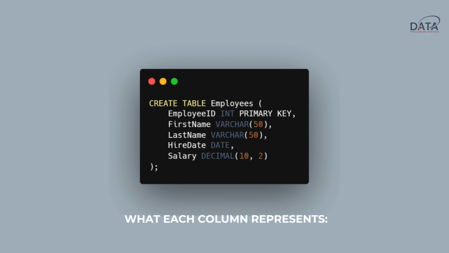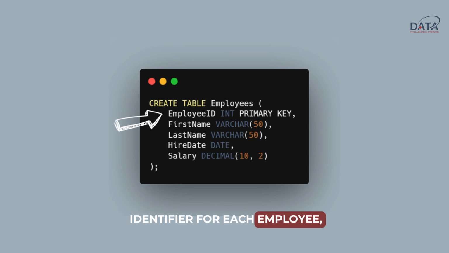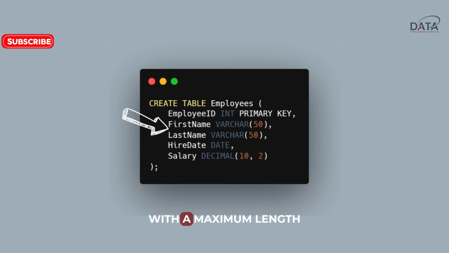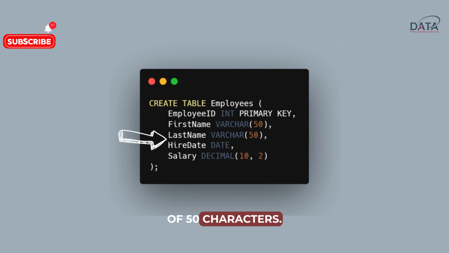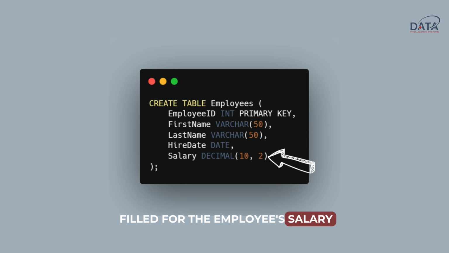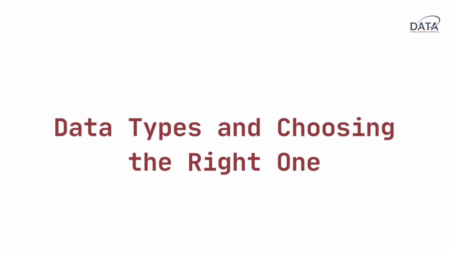Here's what each column represents. EmployeeID, a unique identifier for each employee, defined as an integer and set as the primary key. FirstName and LastName. These are string values with a maximum length of 50 characters. HireDate, a date field to record when the employee was hired. Salary, a decimal field for the employee's salary with a precision of 10 and a scale of 2.